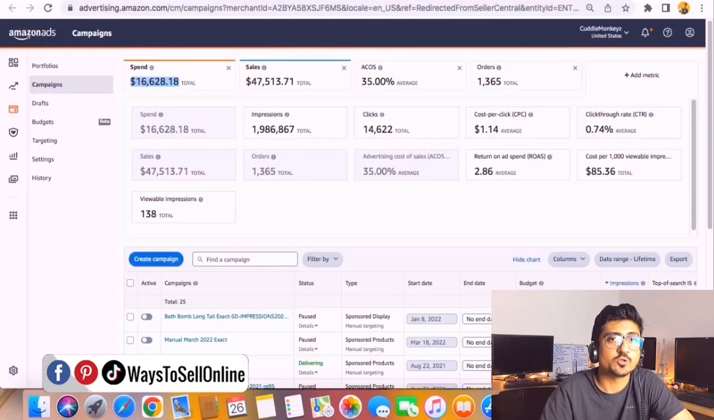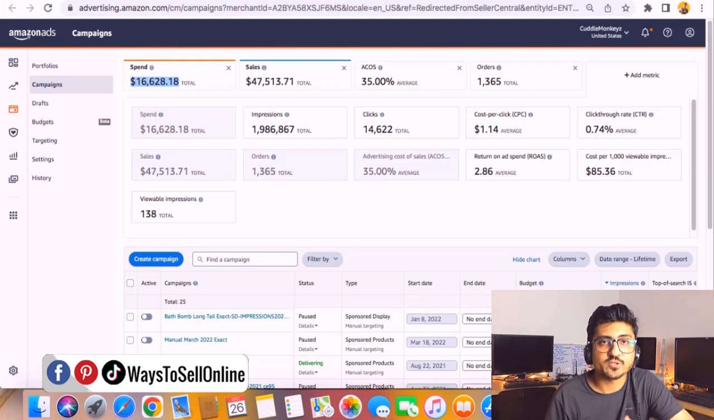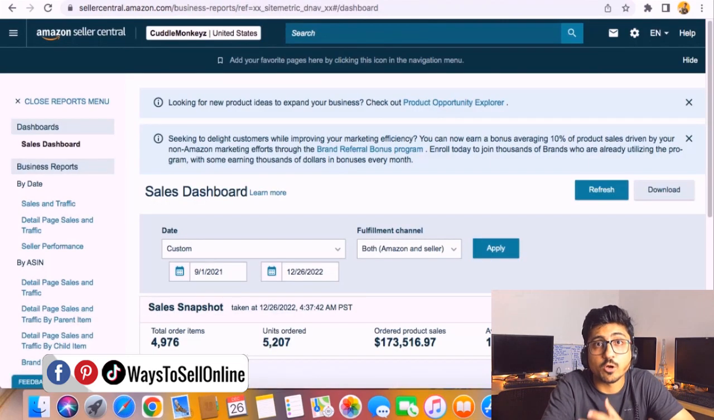So if you find all those good keywords and make a good strategy, by spending a smaller amount of money, you can get more sales. And when you start getting more sales from PPC, Amazon will rank your product organically as well. And the result is in front of you. You can see that after spending $16,000 on PPC, I got 1,365 units in sales. But the actual sales were a lot higher than that.